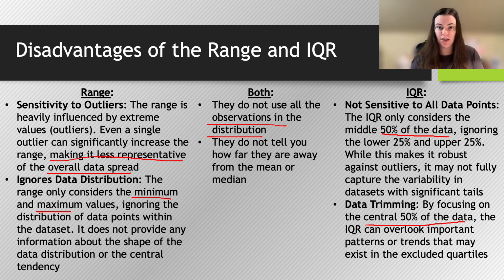One other important thing to note is that relative to our measures of central tendency, in this case our mean and median, both the range and IQR do not give us any information about how spread out our other data points are relative to that mean, average, or median value. And because of that, they might not be the best indicators for us to use in terms of looking at the variability of a distribution.